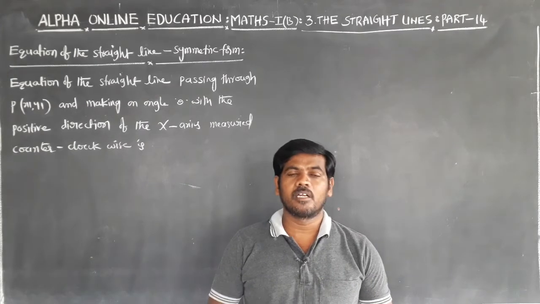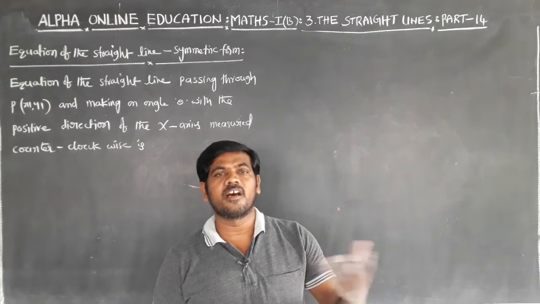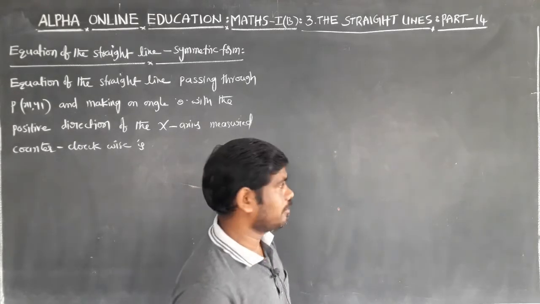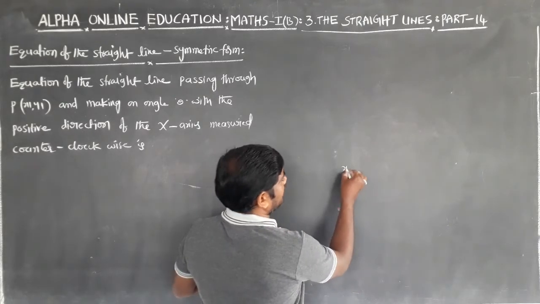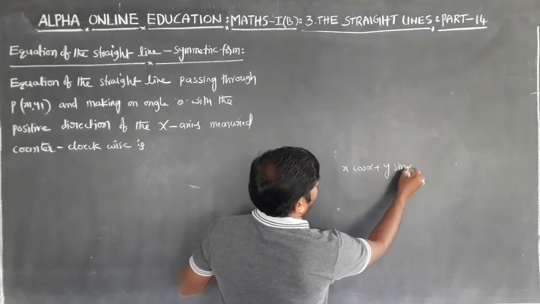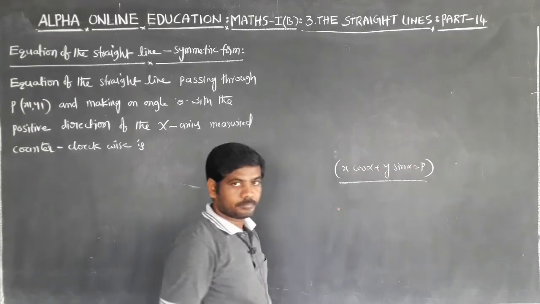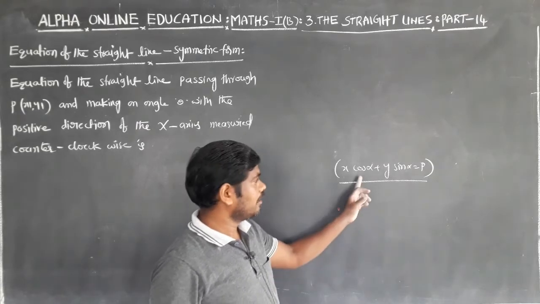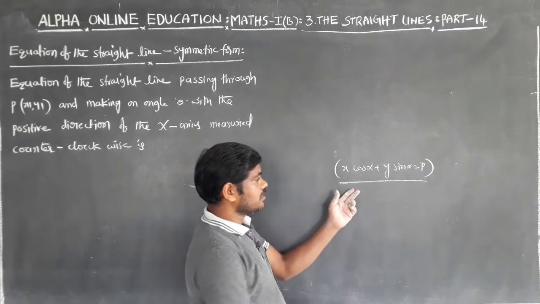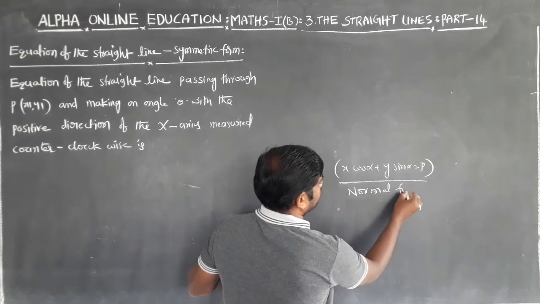Yesterday we already discussed the equation of the straight line in normal form. The equation of the straight line in normal form is x cos alpha plus y sin alpha is equal to p. This is the equation of the straight line in normal form.